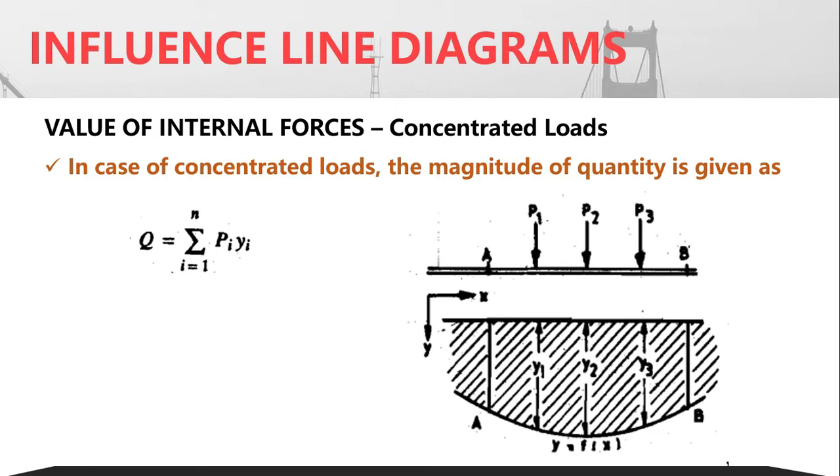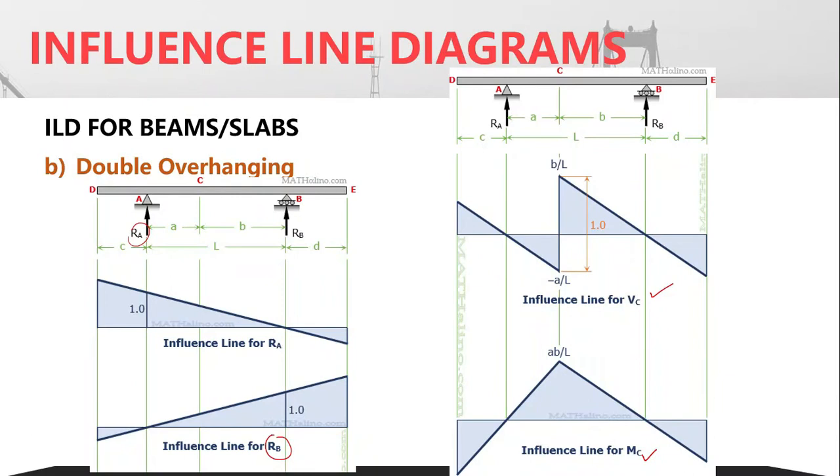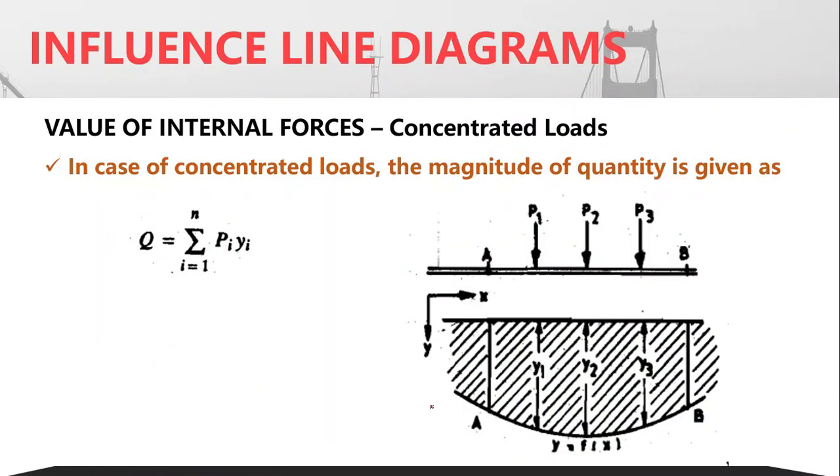If you have a train of loads instead of a point load, then you will have an ILD. This ILD may be either for shear force or bending moment. To obtain the value of that shear force or bending moment Q in case of concentrated loads, I multiply P1 by Y1 plus P2 by Y2 plus P3 by Y3. This you already know, how to find the internal force, whether it is bending moment or shear force: simply multiply the concentrated load and the corresponding vertical offset of the ILD.